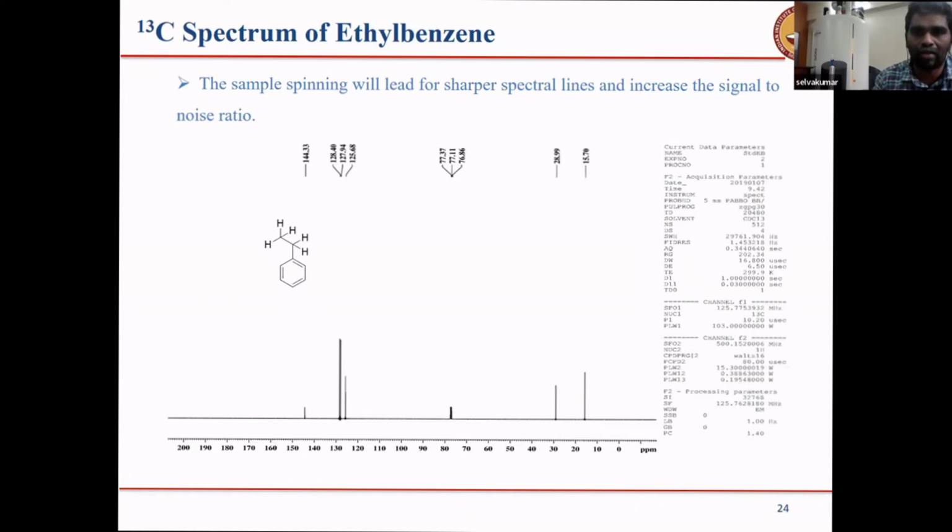In general, the aliphatic carbons will come at 10 to 70 ppm, olefinic carbons at 70 to 120 ppm, and aromatic carbons at 120 to 160. Carbonyl and quaternary carbons we can see above 160.